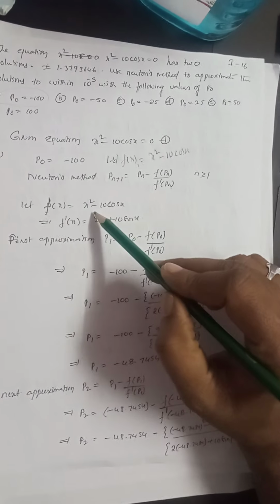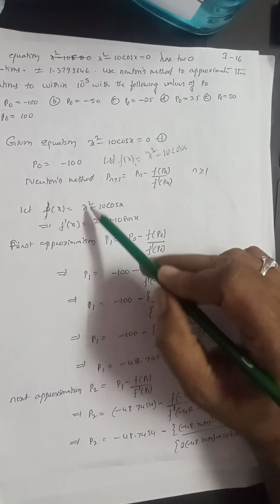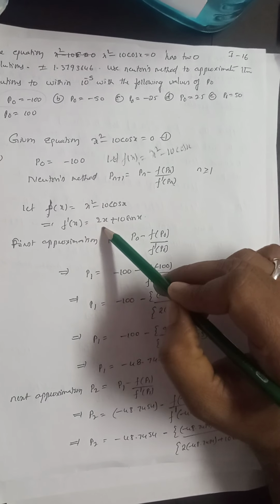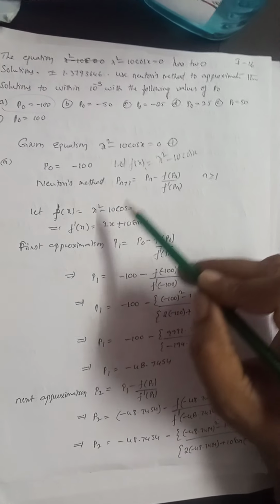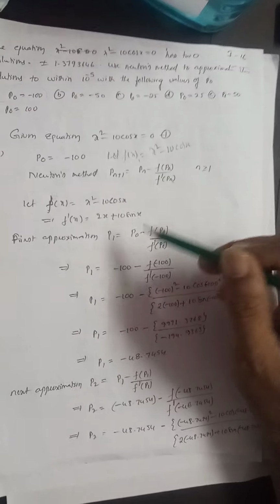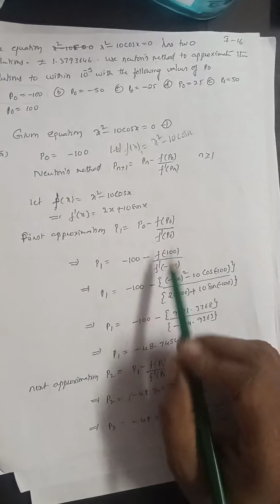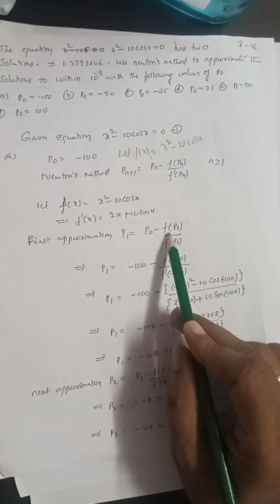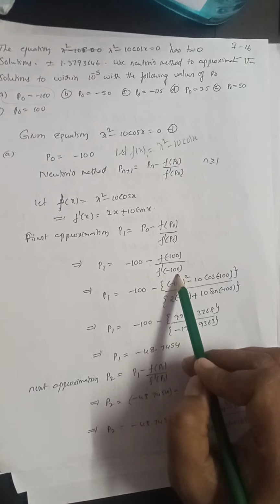Here we know f of x is equal to x square minus 10 cos x. f dash x is equal to differentiation of f of x, that is here differentiation of x square is 2x, right, minus 10 into differentiation of cos x is minus sin x. Therefore we are getting 2x plus 10 sin x. Now so first approximation, p1 is equal to this formula. Now we are substituting here. p naught is minus 100 minus f of p naught, f of p naught means f of minus 100 by f dash of minus 100.